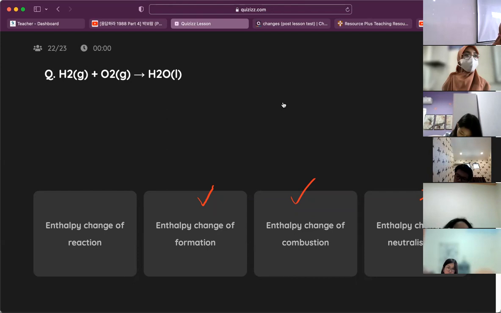It is impossible to have carbon dioxide as the product because there is no carbon. So it's okay if there is no carbon dioxide. Okay, so it's still enthalpy change of combustion.